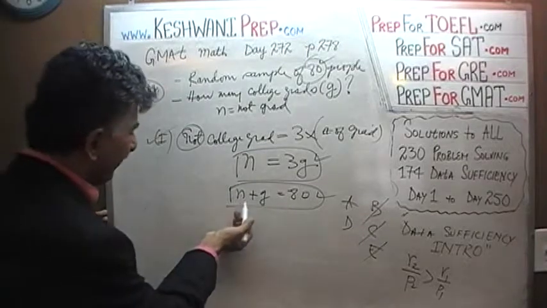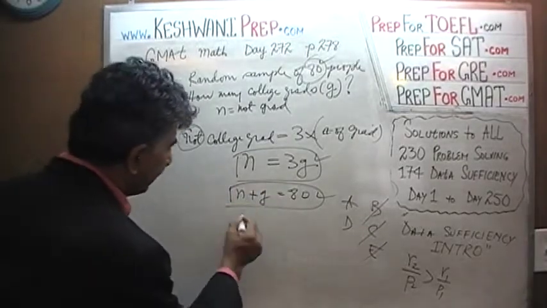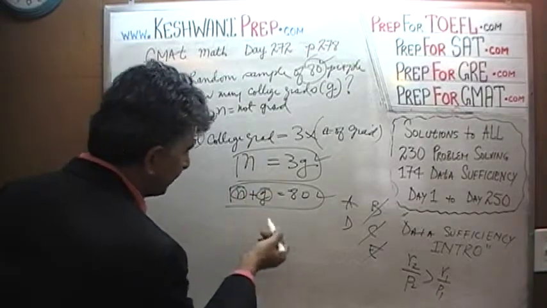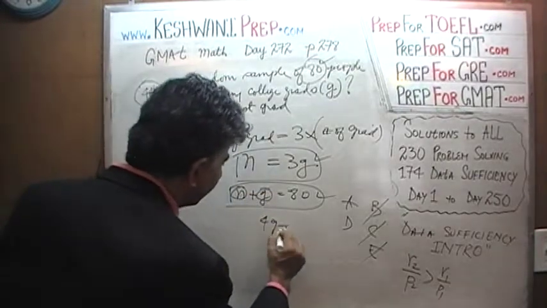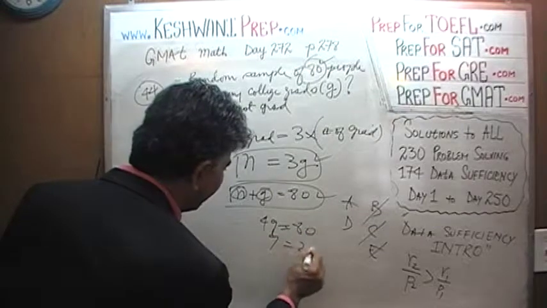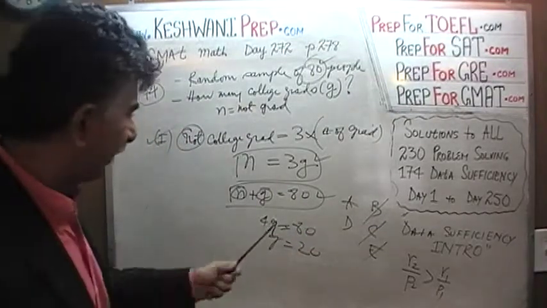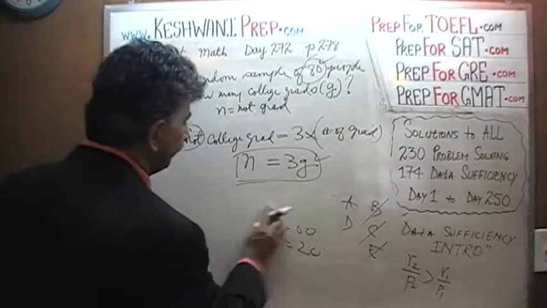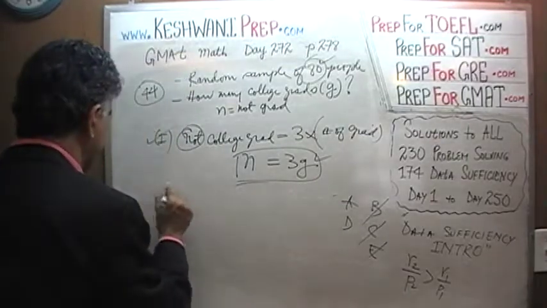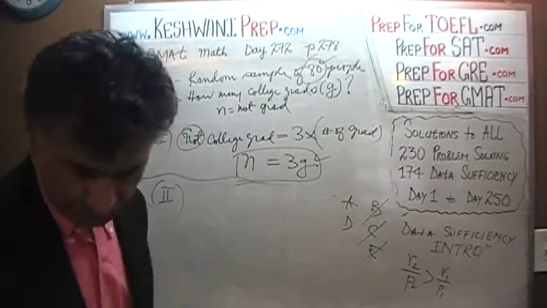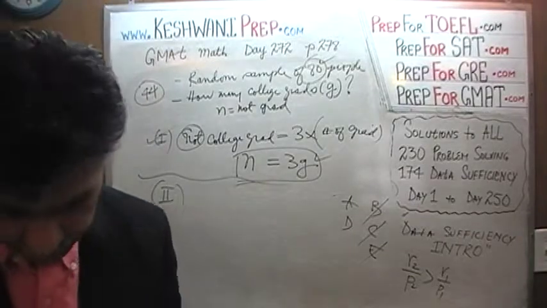It's very, very simple. N equals 3G, put it in here. 3G plus G equals 4G, G equals 20. What the hell? This is too simple. I was making a fuss about nothing. G equals 20. Number of college graduates is 20. I thought it was going to take a few seconds, but it was too simple. It was too silly. Let's look at the second statement. I made too much out of it. I didn't realize it was that simple.